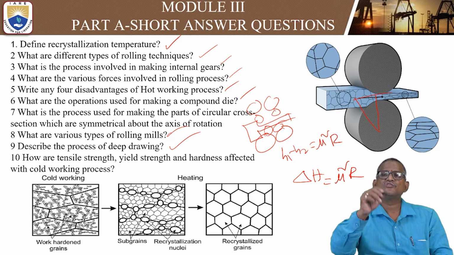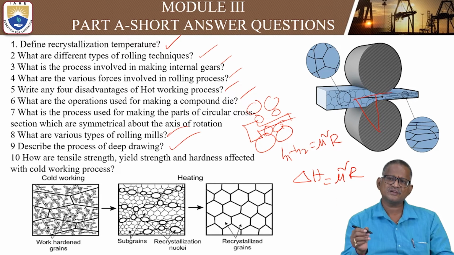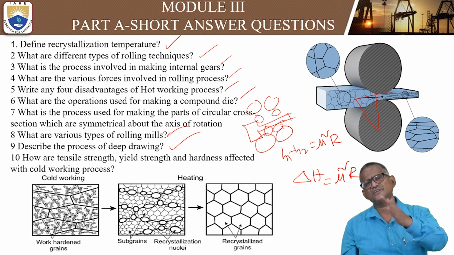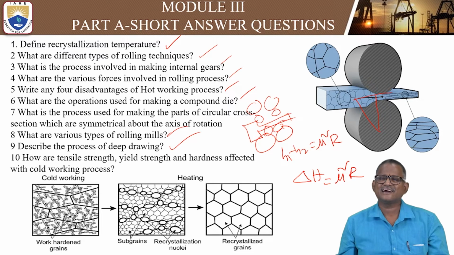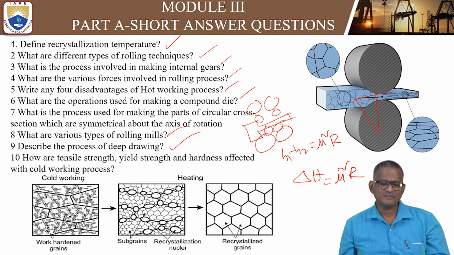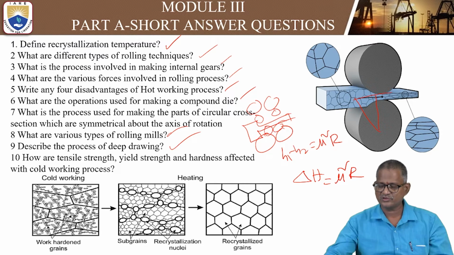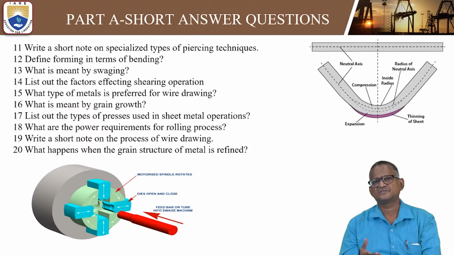Mu is the coefficient of friction between the two rollers, and R is the radius of the roller. Here H1 and H2 are the starting and final thickness. The difference between them is called delta H. It is very limited, so it depends only upon the coefficient of friction and the radius of that roller. Like this, pressure, force and some equations will also be there.